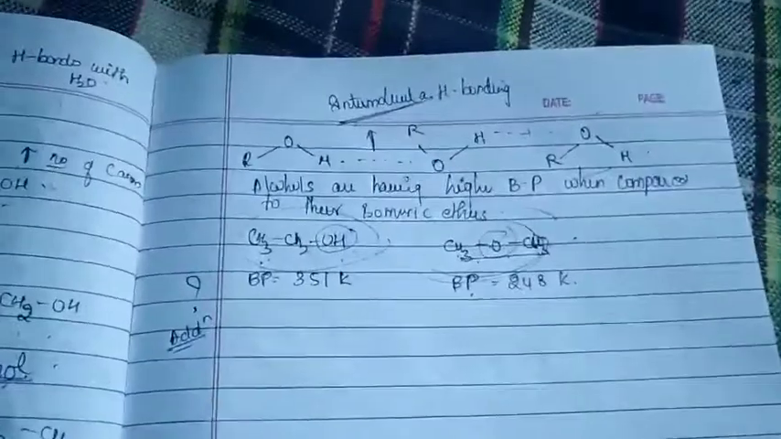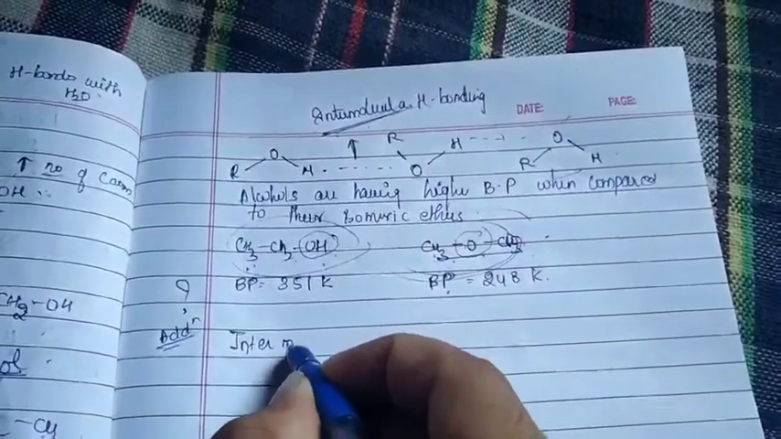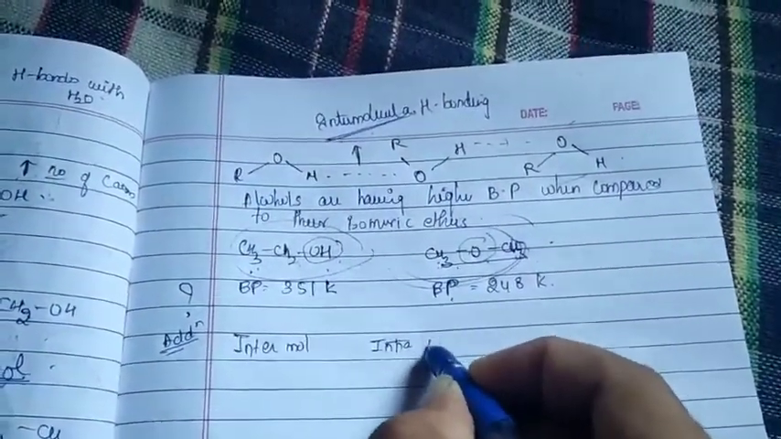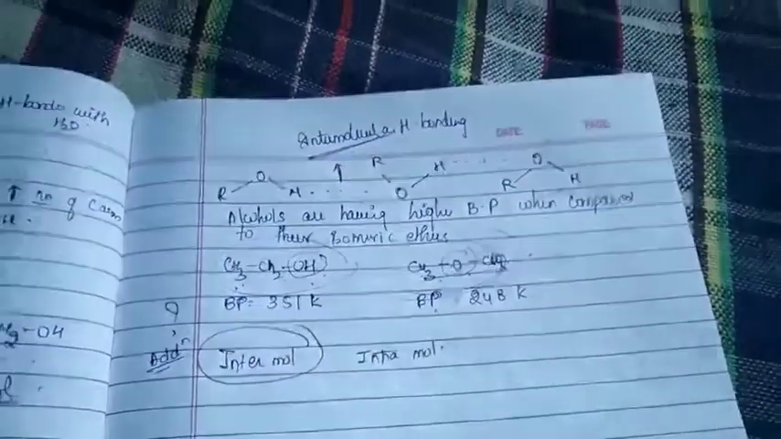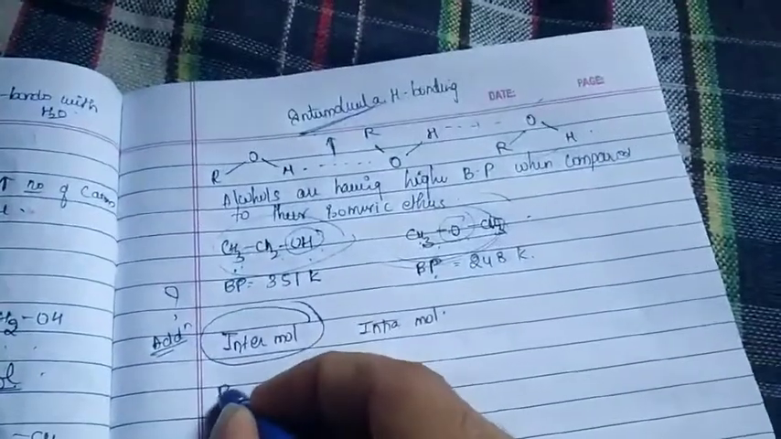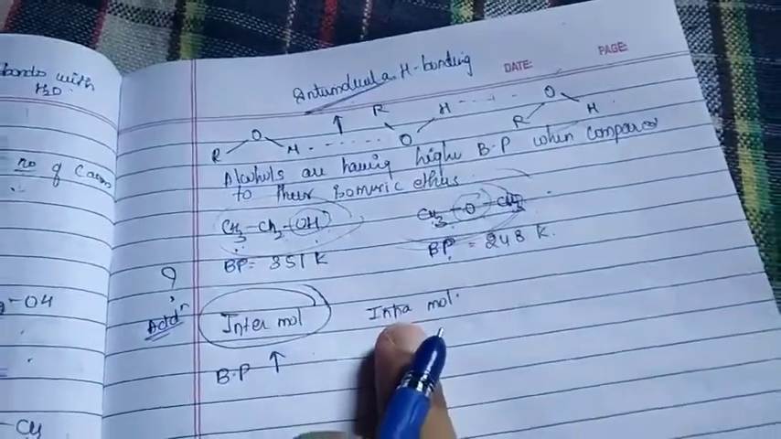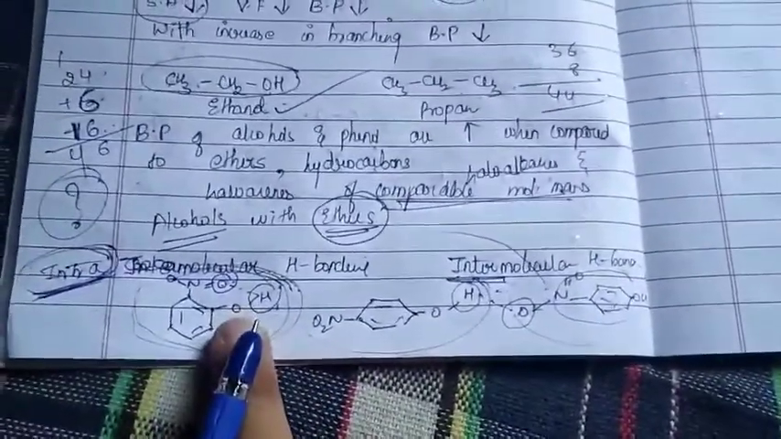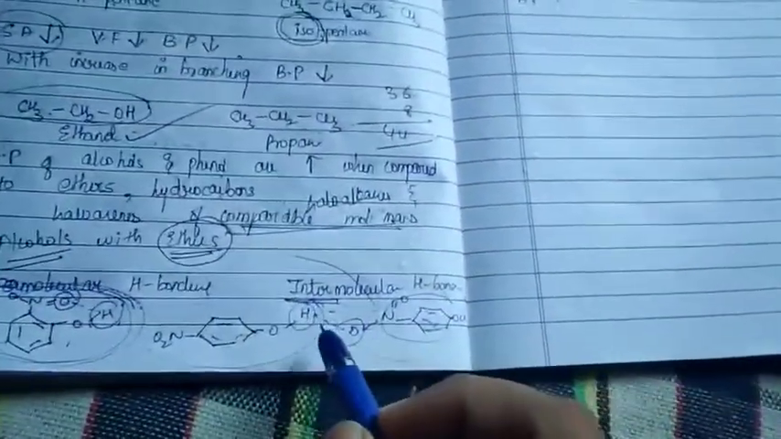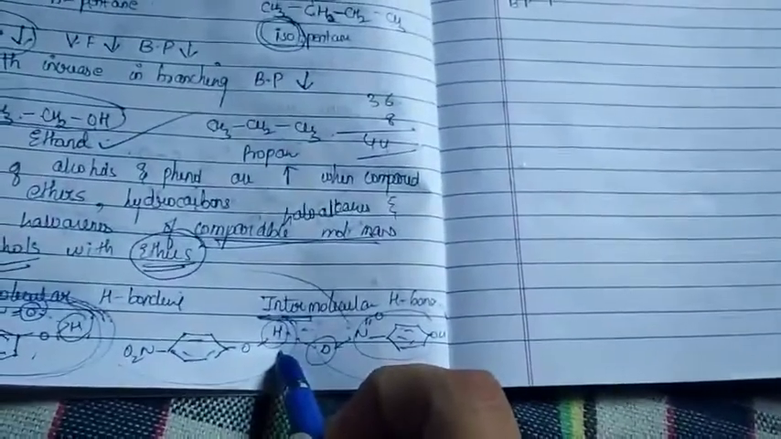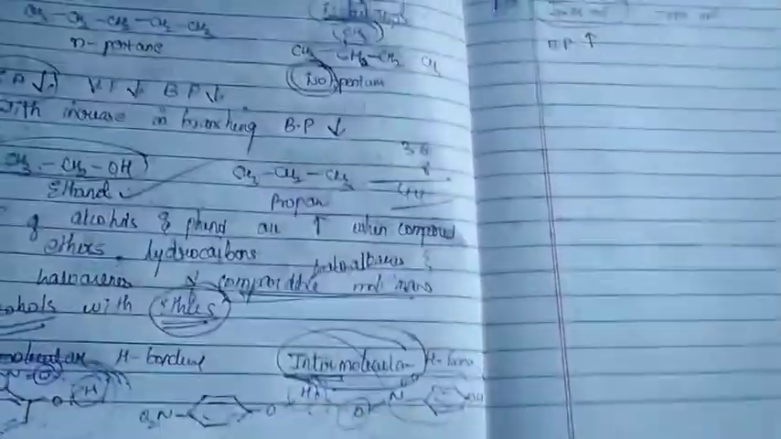Okay. One additional piece of information let me give you over here. When comparing intermolecular hydrogen bonding and intramolecular hydrogen bonding, remember the boiling point with intermolecular hydrogen bonding is very much higher than with intramolecular. For example, if you are asked whether orthonitrophenol or paranitrophenol has the higher boiling point, of course paranitrophenol. Why? Because it is undergoing intermolecular hydrogen bonding.